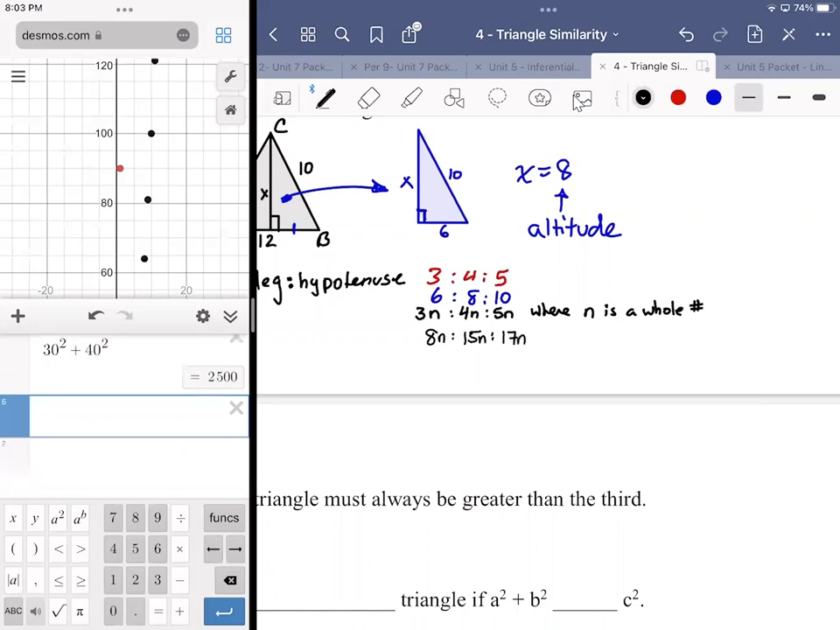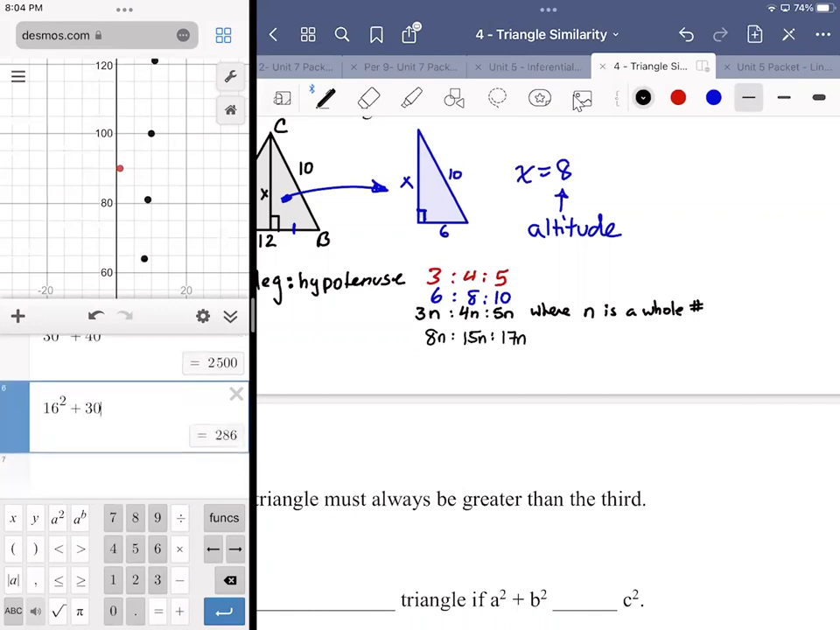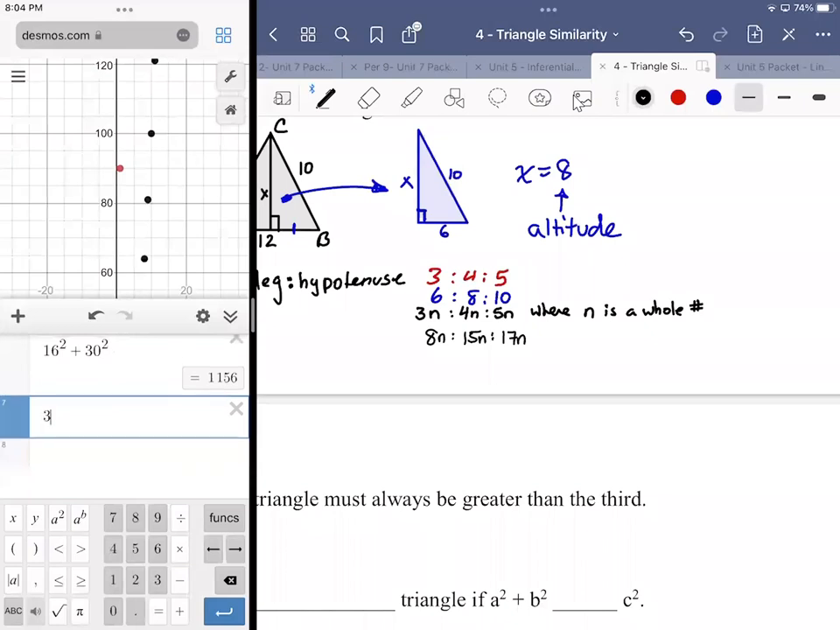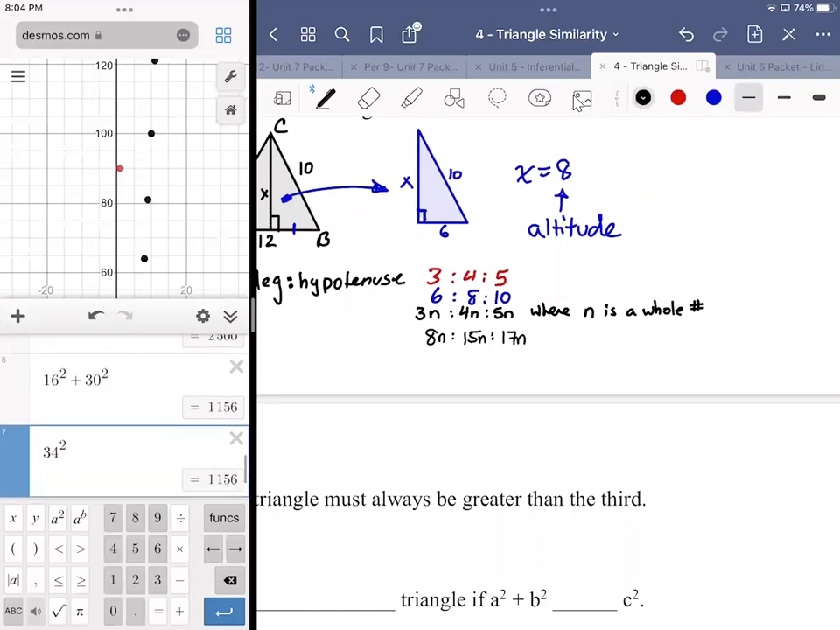So let's say I had 16, if I'm letting n be equal to 2. Right? If I have 16 squared plus 30 squared, that would be 15 times 2, is equal to 17 times 2 squared. All right, so that would be 34 squared, which would be the same number. So that's another Pythagorean triple. I didn't try the 8, 15, 17 because I knew that one would work. All these 3 numbers are just multiples of 8, 15, and 17.